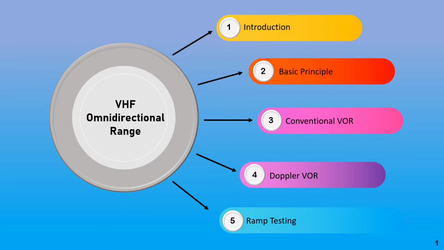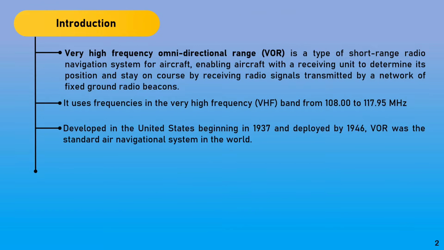VHF omnidirectional range. We are going to discuss the introduction, its basic principle, conventional VOR, Doppler VOR and ramp testing. Introduction. Very high frequency omnidirectional range, VOR, is a type of short range radio navigation system for an aircraft, enabling aircraft with a receiving unit to determine its position and stay on course by receiving radio signals transmitted by a network of fixed ground radio beacons. It uses frequencies in the very high frequency band from 108 to 117.95 MHz.